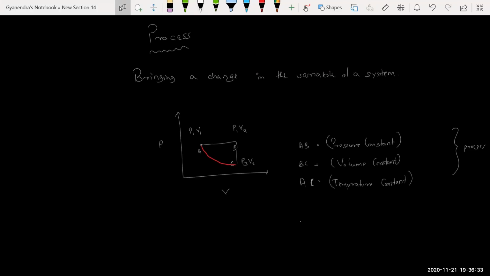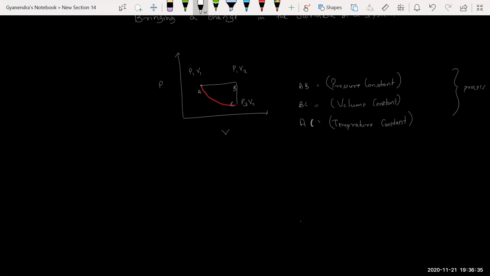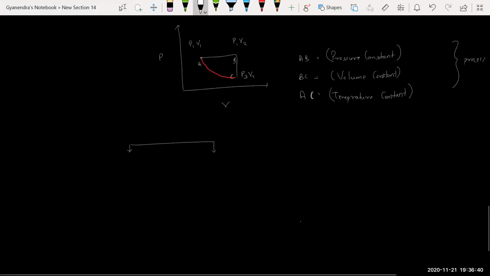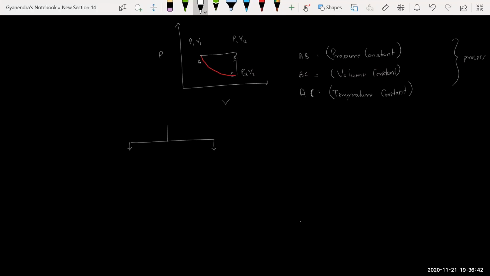There are different types of processes, Dinesh. Majorly, if you look at these types, they are divided into two types: reversible process and irreversible process. Irreversible and reversible process. Now, what do you think about this reversible and irreversible process? What would be different among them?